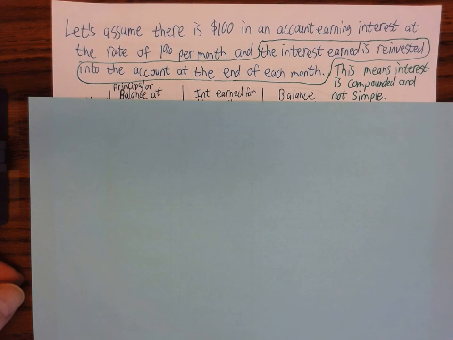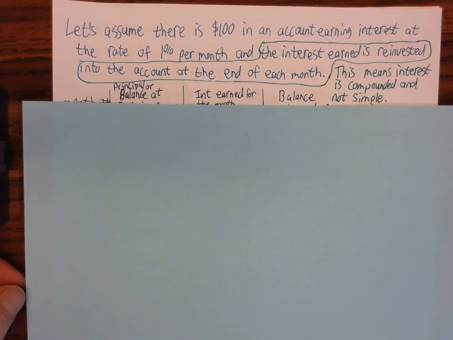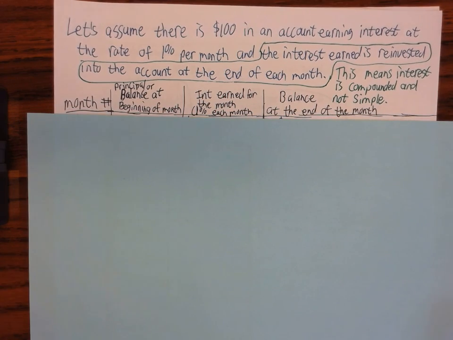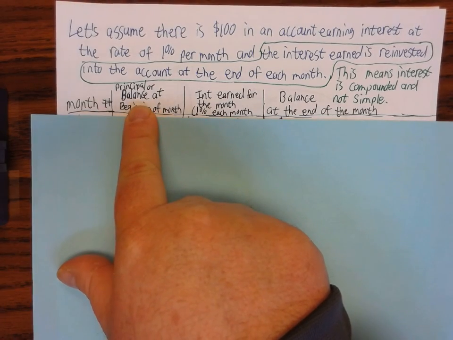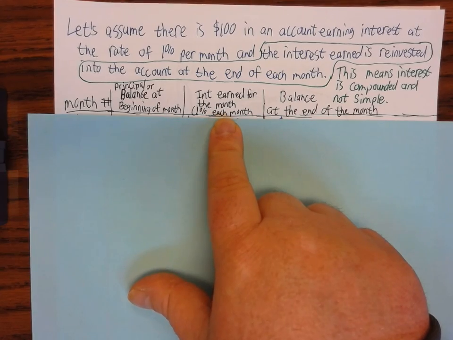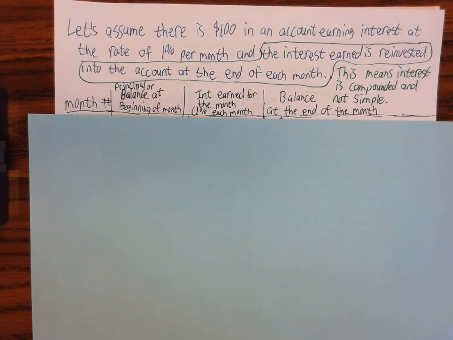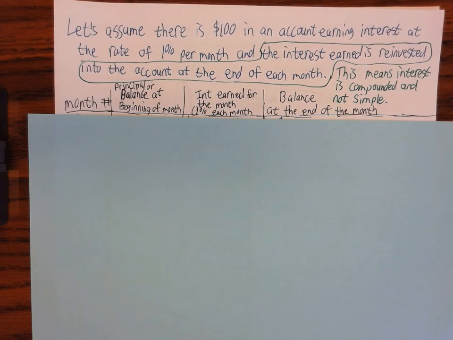So I'm going to create a table because this time our principal is changing every month because the interest is going back into the account. So we're going to have these columns: our month number starting with month 1, the principal or the balance at the beginning of each month, the interest earned for the month, and again it's 1% each month, and then we're going to look at the balance at the end of each month to see how much we have after 10 months' time.